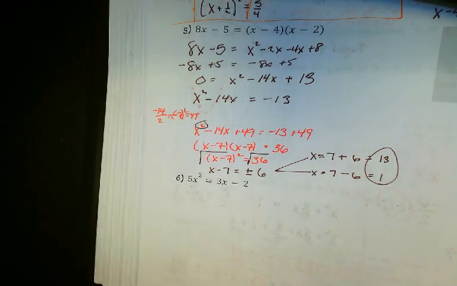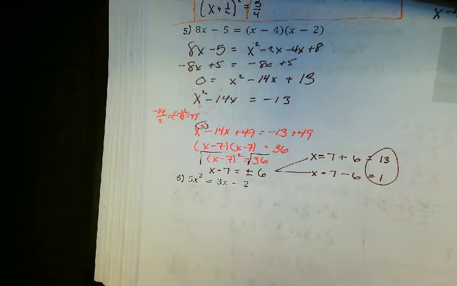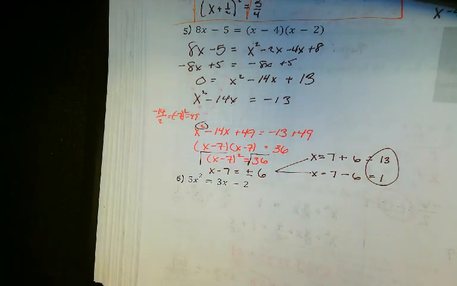Typically, what you'll see in the directions are going to be like simplest radical form, simplest a plus bi. That's what's going to lead you to do something besides factoring. Okay. All right, one last one.